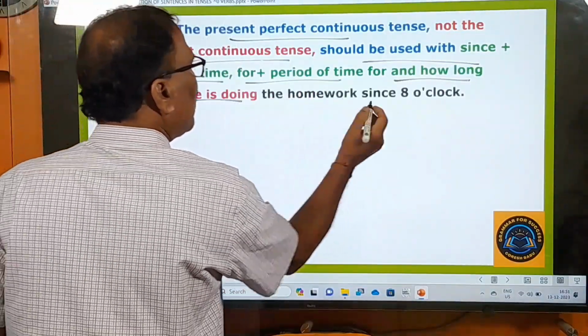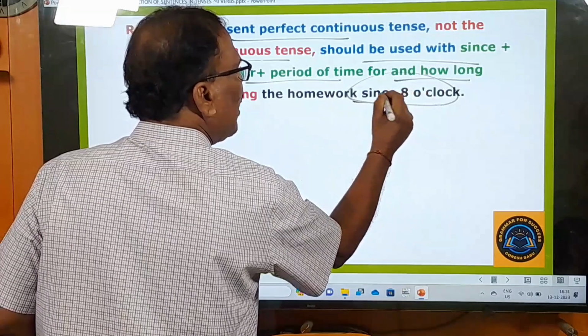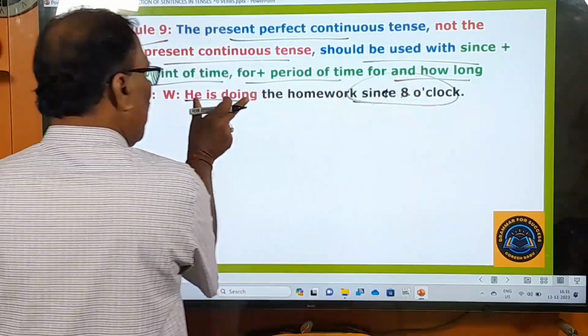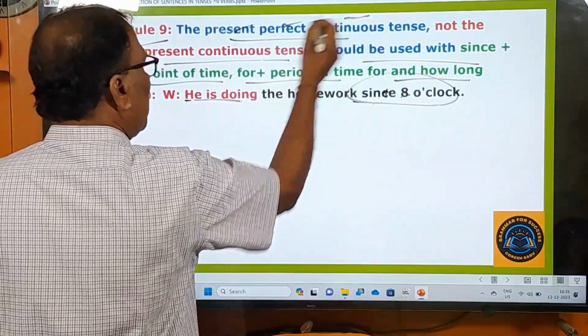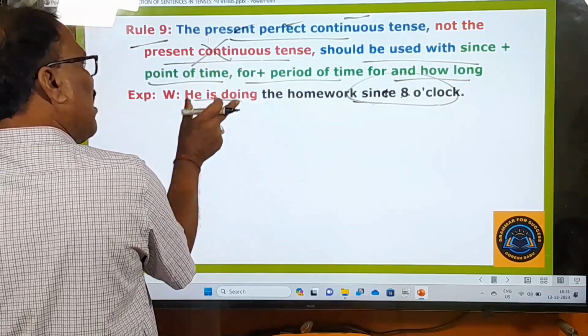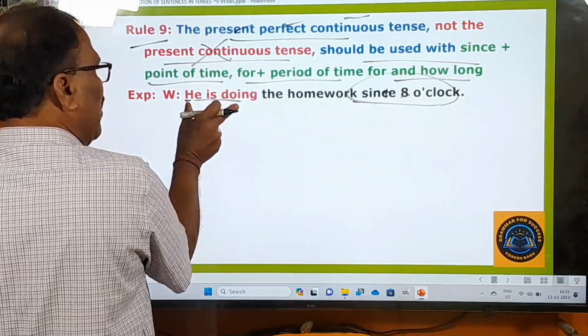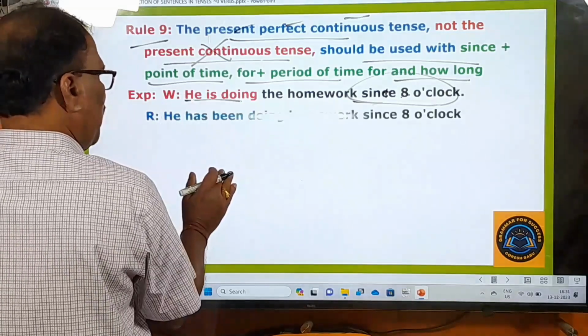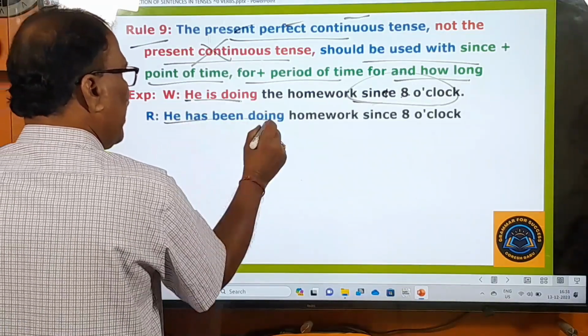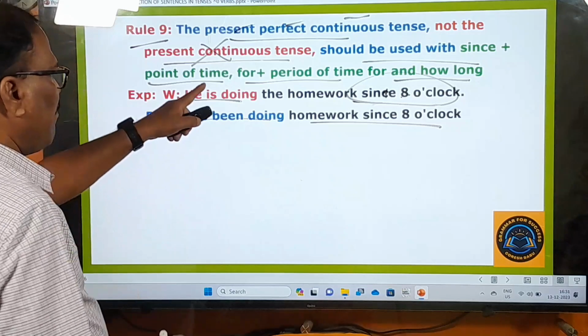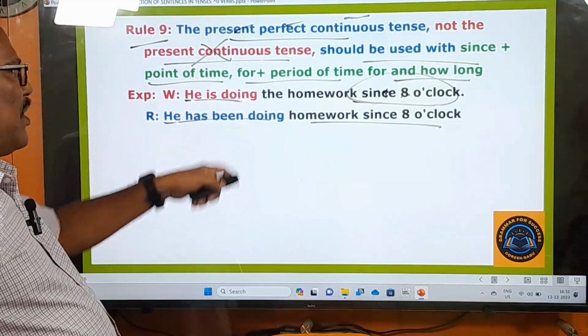He is doing the homework since 8 o'clock. Since plus point of time is given here. With this, we have to use only present perfect continuous tense, but not present continuous tense. But here, present continuous tense is given. So what should we do? We have to change it into present perfect continuous. He has been doing homework since 8 o'clock. He is doing is wrong and he has been doing is right.